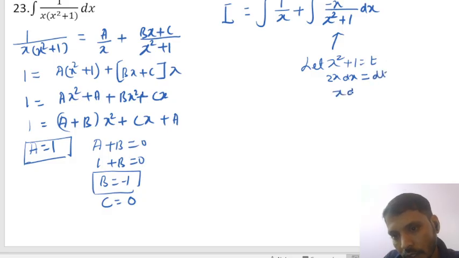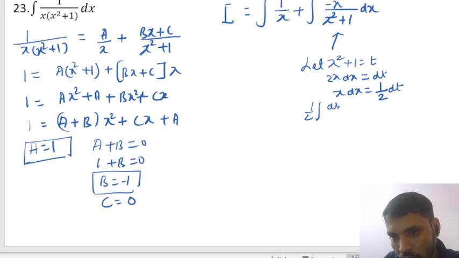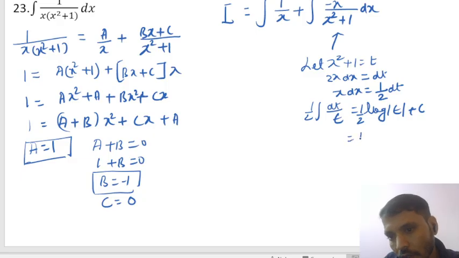But we want the value of x into dx, so for that we have to divide by 2. I'm leaving the minus sign aside and taking only the positive part. So it is 1 by 2 into dt by t, and the integral becomes 1 by 2 log mod t plus c. Now what is our t? As we know, t is equal to x square plus 1.